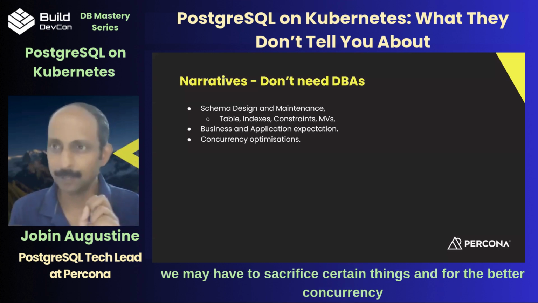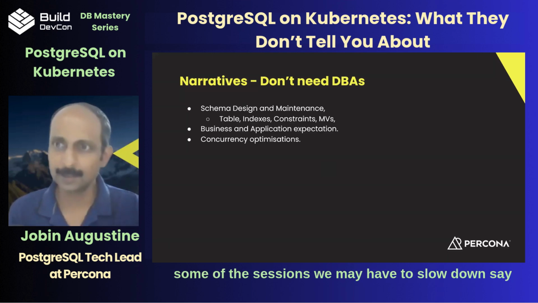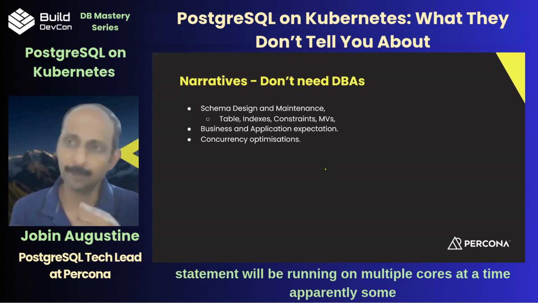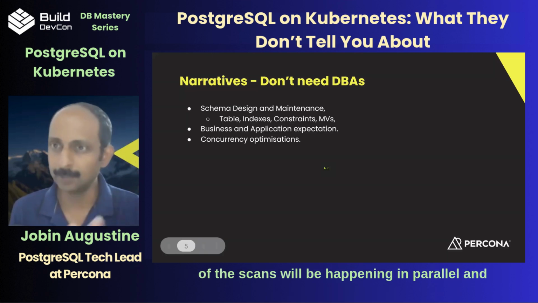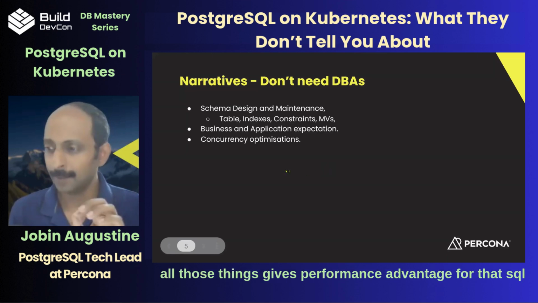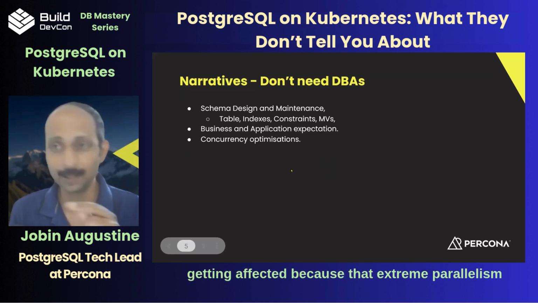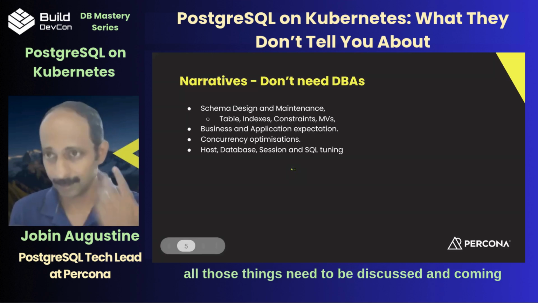So sometimes we may have to sacrifice certain things, and for better concurrency, some of the sessions we may have to slow down. For example, Postgres supports SQL parallelism. The same SQL statement will be running on multiple cores at a time, in parallel. Some of the scans will be happening in parallel. All those things give a performance advantage for that SQL, but at the same time some other SQL could be affected by that extreme parallelism, because there are limited resources available on the server. So all those things need to be discussed.